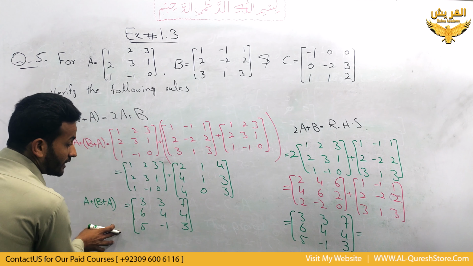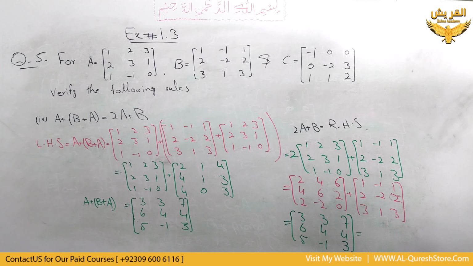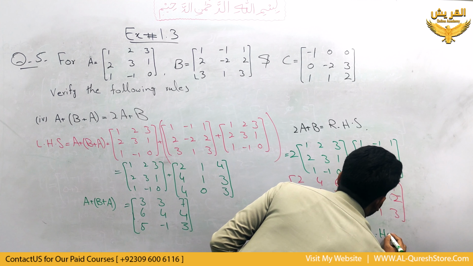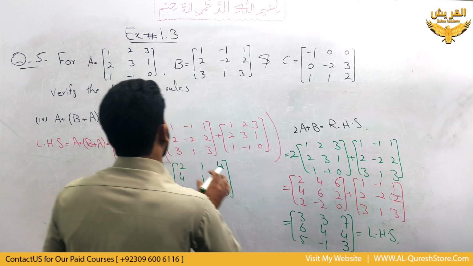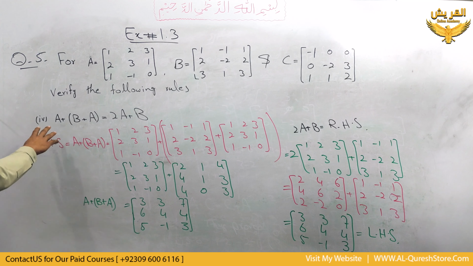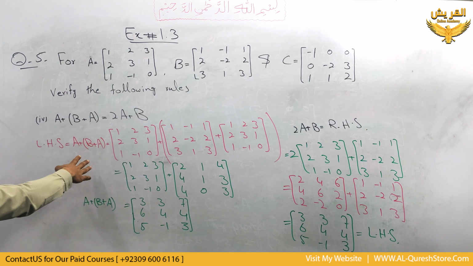By seeing the left hand side and right hand side of the question, the right hand side is equal to the left hand side. So proved, A plus B plus A is equal to 2A plus B. So we can say that these two values are equal. Left hand side and right hand side of the question are equal.